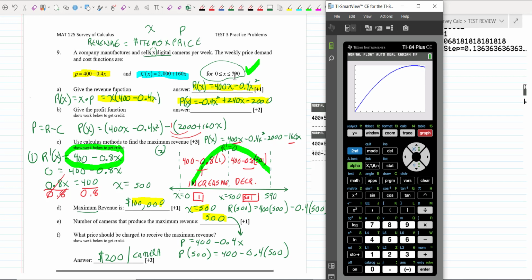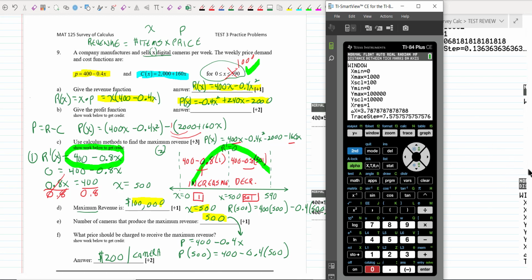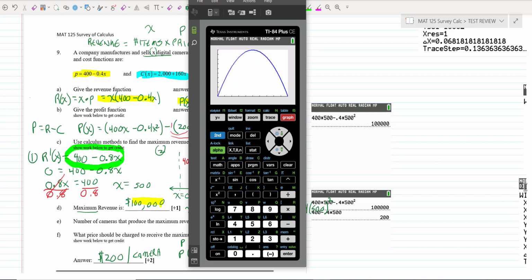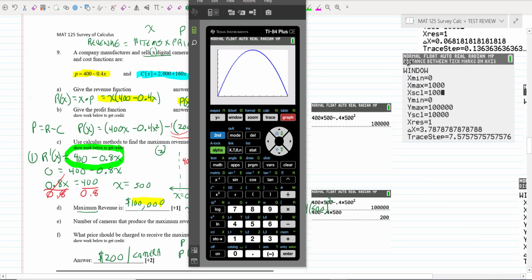I'm not really sure why I gave you the 590. I think it was intended to be 1,000. I looked at that and I just kind of thought, well, why did I do that? So let's go ahead and change this window to 1,000. Doesn't really matter because we're checking and verifying our answer anyway. So let's do our window like this instead, and then graph it. And let's see if this all makes sense to us now. So that's the viewing window I did here.